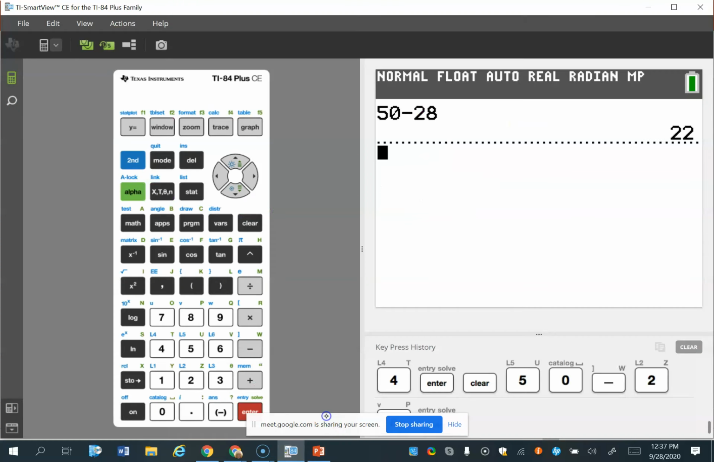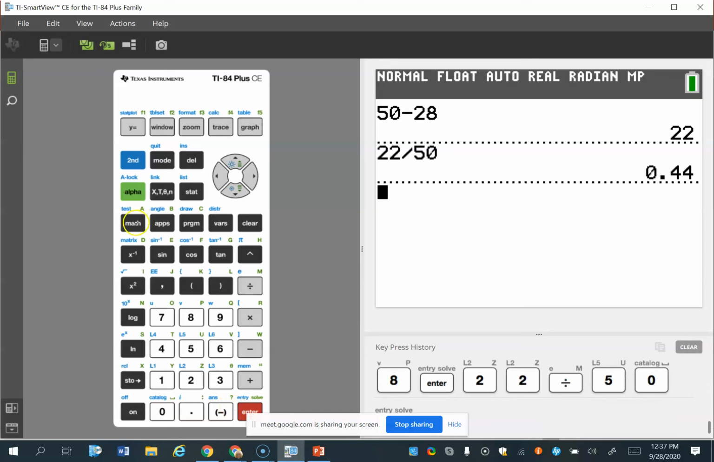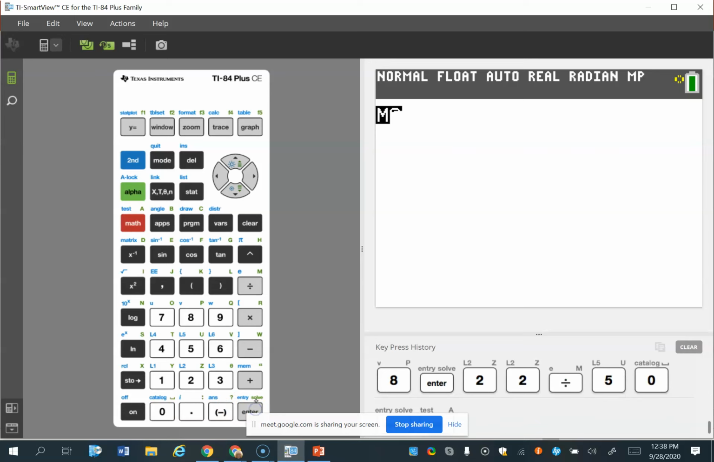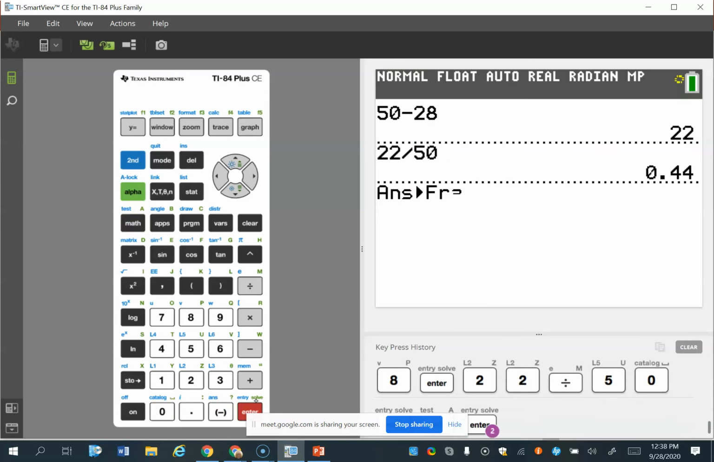If you're using your calculator and typed in 22 divided by 50, you can just press math and enter 2 times, and it will simplify that fraction for you to a fraction in lowest terms, 11 over 25.